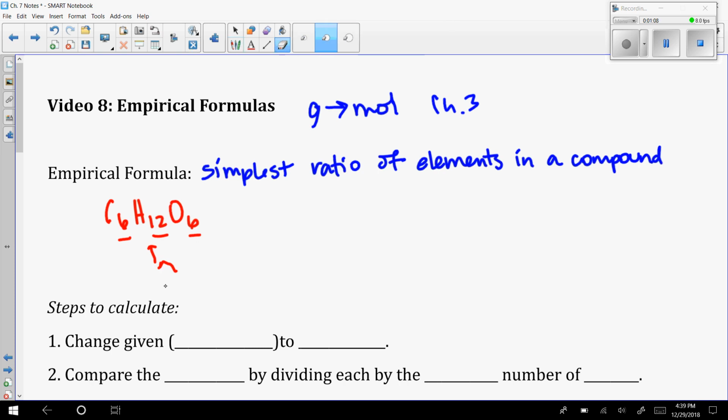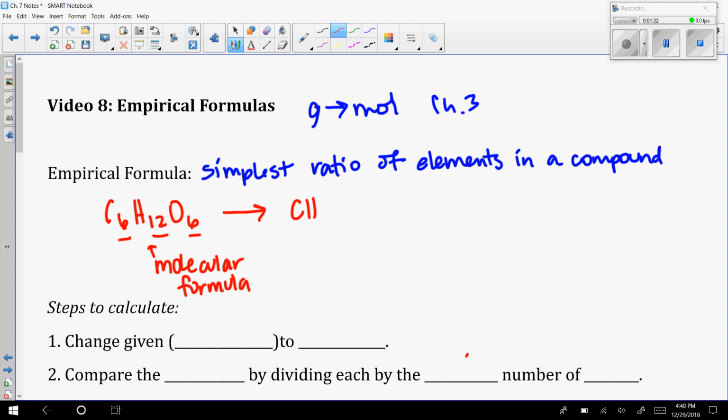We'll talk about molecular formulas in our next video. But when it's reduced, like it could be in this case, it would be CH2O, that's the empirical formula. So we are just trying to figure out how we can determine or calculate that empirical formula, that simplest ratio. So the key is that this is a ratio.